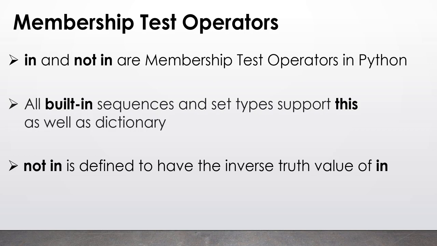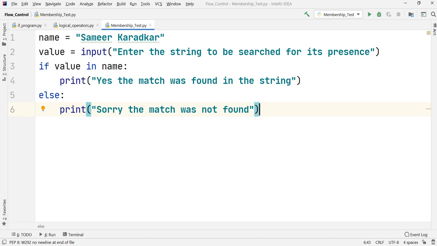And the last thing is not in is defined to have the inverse truth value of in. However we have used the in operator right now in the earlier example, exactly the opposite way we can make use of not in. So let us see how we can make use of not in. As it was said in the theoretical part, not in is exactly the opposite of in. So let us put in this example itself, and let us try to understand how it works.